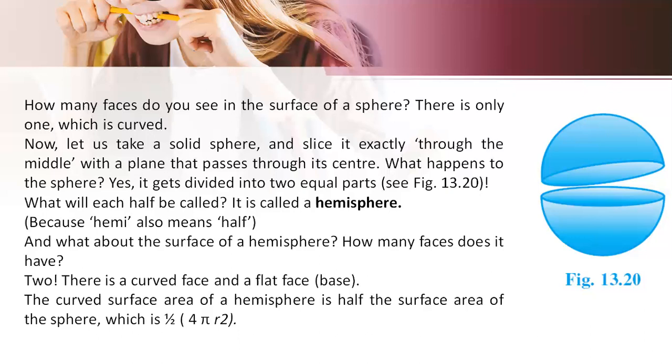And what about the surface of a hemisphere? How many faces does it have? So you can clearly see that it has 2 surfaces. There is a curved surface and a flat surface, that is a base. So the curved surface area of a hemisphere is half the surface area of the sphere, that is half of 4 pi r square. Therefore, it is 2 pi r square.